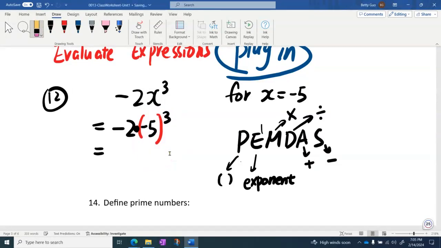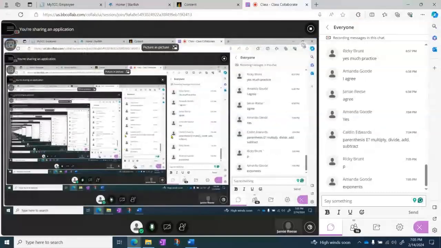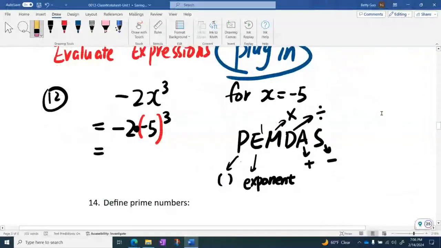So should we do the exponentiation first or the multiplication first, based on PEMDAS? Yes, we should do the exponentiation first. Exactly, because in PEMDAS, E is in front of M, right? Very good. So let's do the exponentiation first.